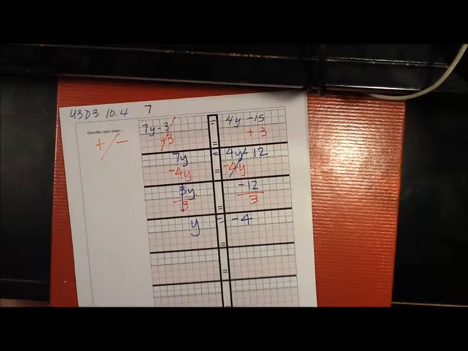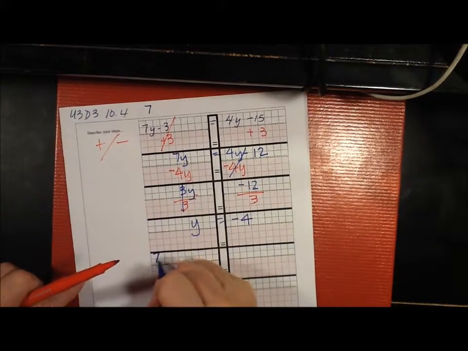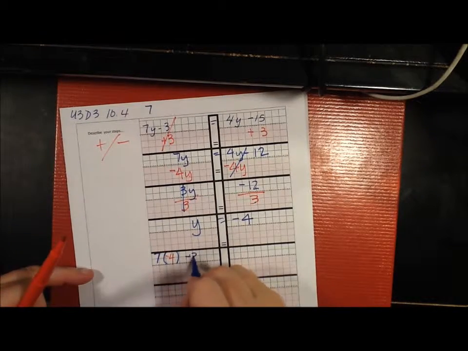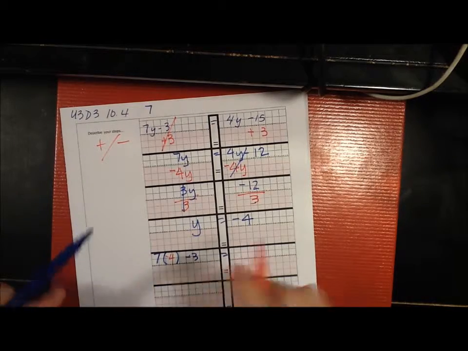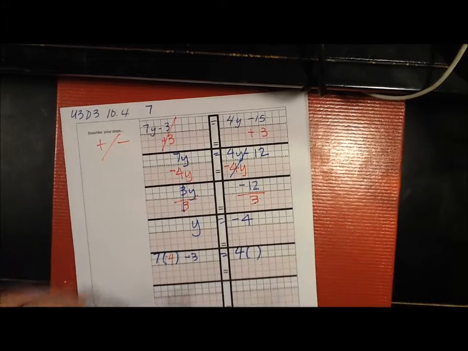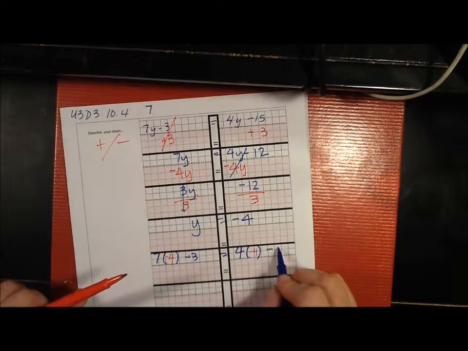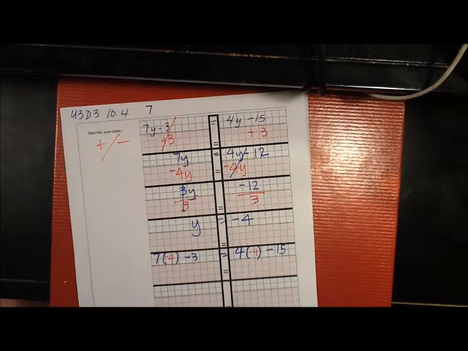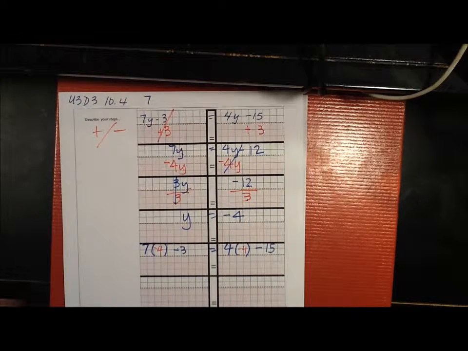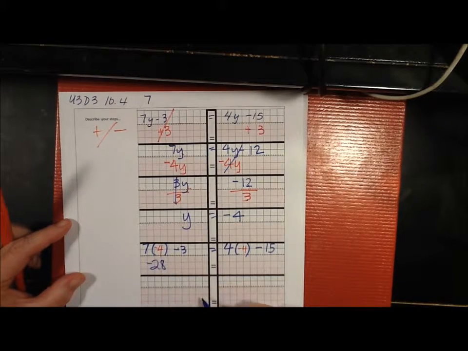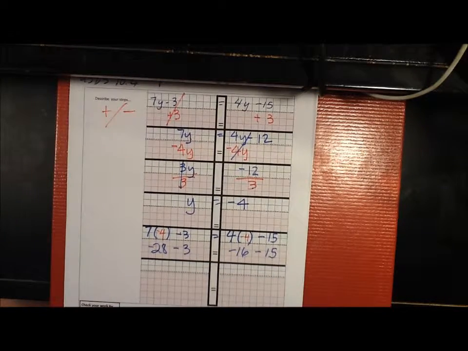And let's check it. Is it true that 7 times negative 4 minus 3 equals 4 times negative 4 minus 15? I'm not liking this at all. That would be negative 28 minus 3, and this would be negative 16 minus 15. Oh, it looks like I'm going to be happy after all.